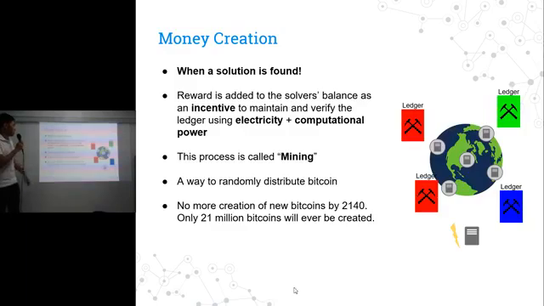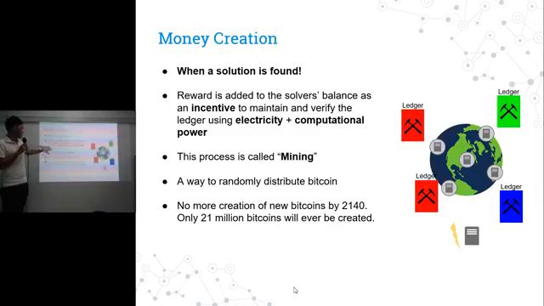And so let's talk about money creation. How are Bitcoins created in the world? When a solution is found during the proof of work, a reward is added to the solver's balance. And this acts like an incentive for them, mainly because when you are trying to solve the proof of work, you have to use electricity and computational power. That's going to cost you some money, some resources. And the way to compensate for that is to reward them with Bitcoin.